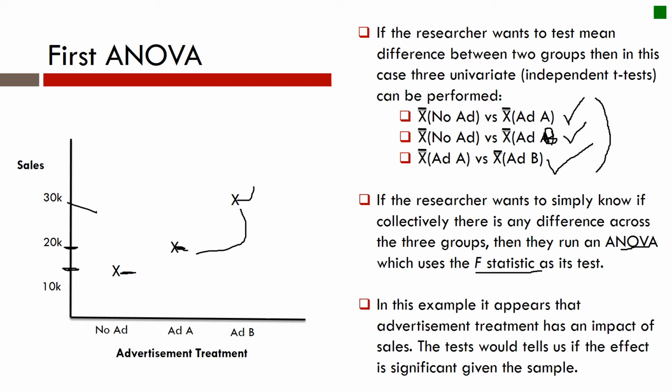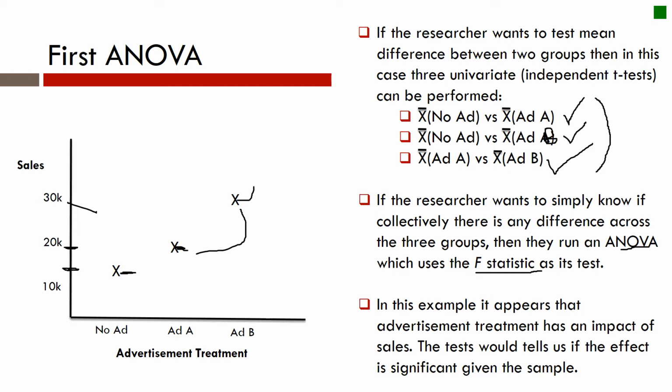In this example, it appears that advertisement treatment has an effect on sales, because we had no ad, then we had A, and then we had B. It would seem as though ad B is more effective than ad A, but both ad A and B are more effective than no ad at all. Again, the test would help us do that. So this is a basic ANOVA.